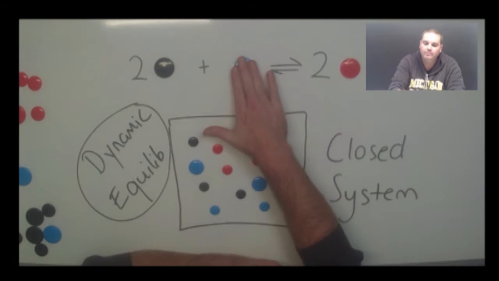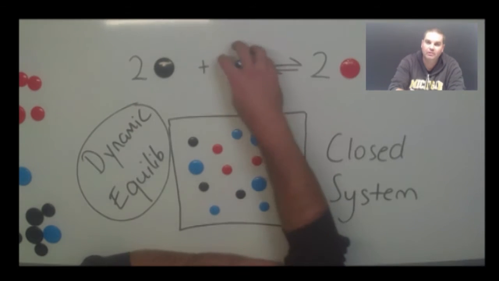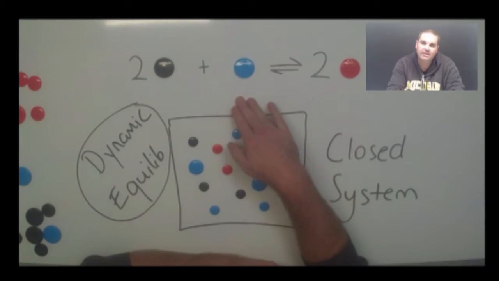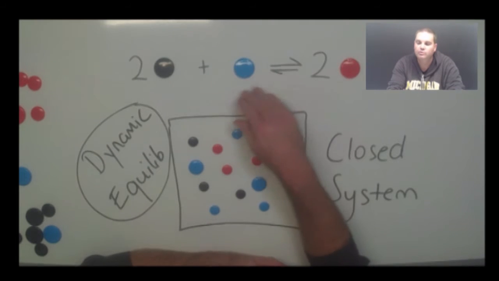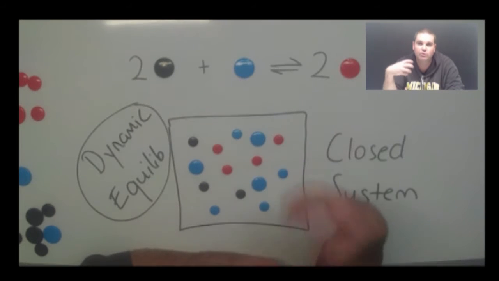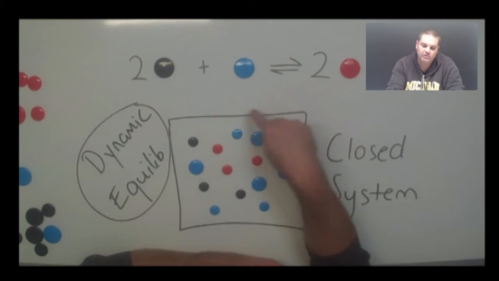So because we've brought in more blue, the equilibrium is going to shift to get rid of the blue. In this case, what we're saying is the equilibrium is going to shift to the right, to try and decrease this blue that we've put in. So Le Chatelier's principle states that we shift to counteract the change.